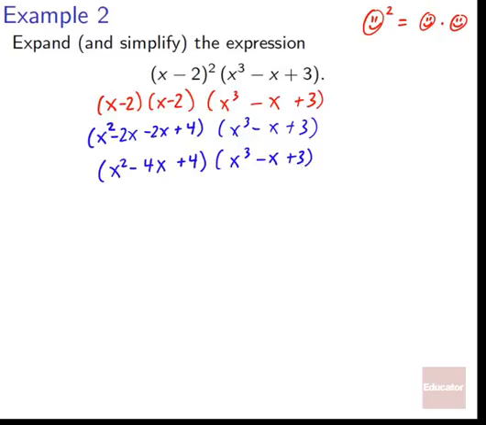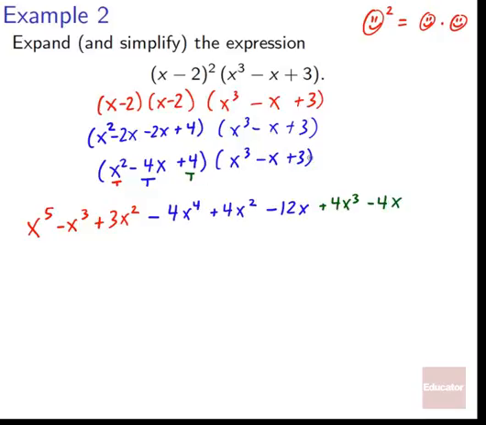All right. Let's use different colors for the various pieces we have here. So x squared times x cubed becomes x to the 5th. X squared times negative x becomes minus x cubed. X squared times positive 3 becomes plus 3x squared. Next color for negative 4x, so that was our x squared portion. Negative 4x we'll do in blue, so negative 4x times x cubed will become minus 4x to the 4th. Negative 4x times negative x becomes positive 4x squared. And then negative 4x times positive 3 becomes minus 12x. Final one we'll do in green. Plus 4, 4 times x cubed becomes plus 4x cubed. 4 times negative x becomes minus 4x. 4 times 3 becomes plus 12.